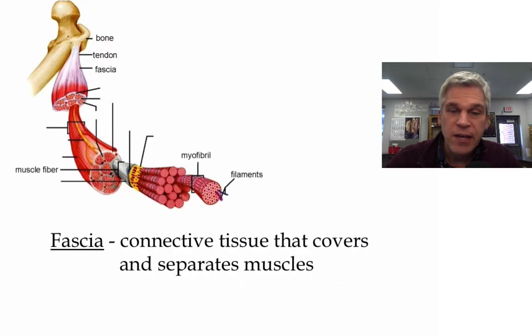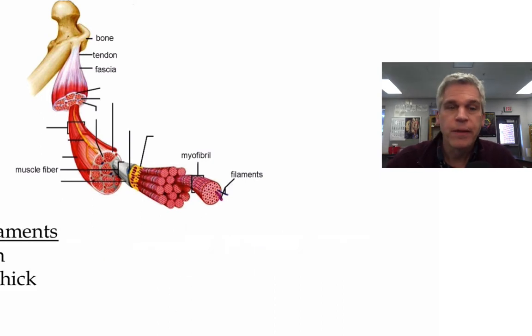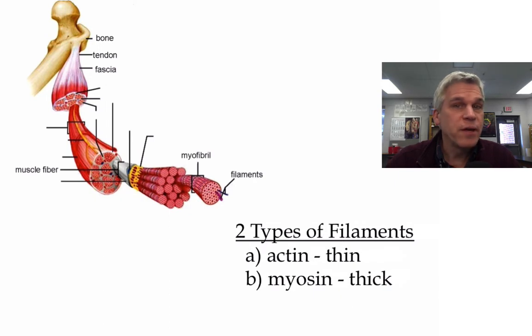So we mentioned the fascia. Fascia is connective tissue that covers and separates individual muscles. There are 2 types of filaments. There's actin and myosin. Actin is the thin filament, myosin is the thick. This is what allows our muscles to contract. We'll talk about that in greater detail in another class.